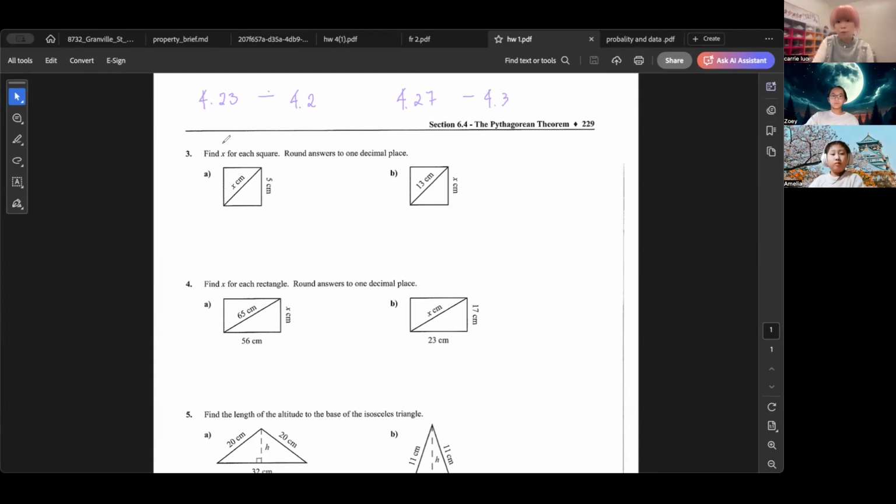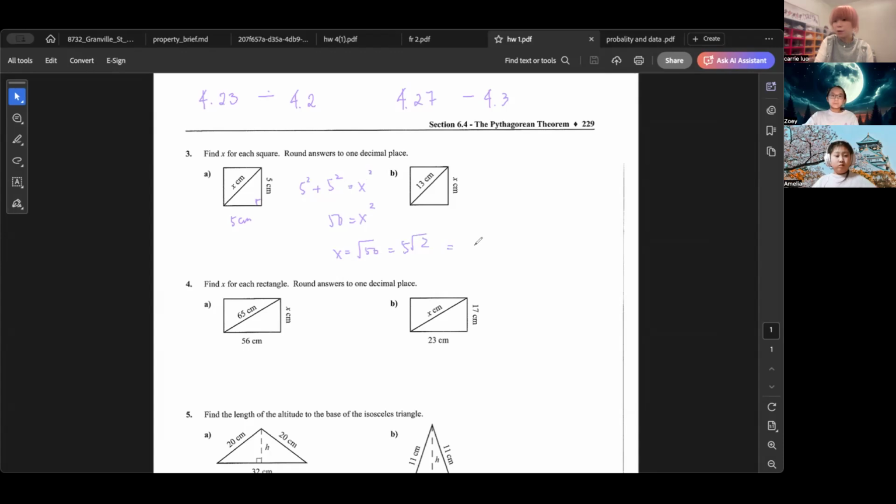Okay, so first of all, find x for each square. So remember, this is a square, right? And if we have a square, of course, this is a right angle, right? So this is 5 centimeters. This is also 5 centimeters. So this one equals what? 5 squared plus 5 squared equals x squared, correct? So that means 50 equals x squared. So x equals what? Square root 50, which is 5 square root 2.